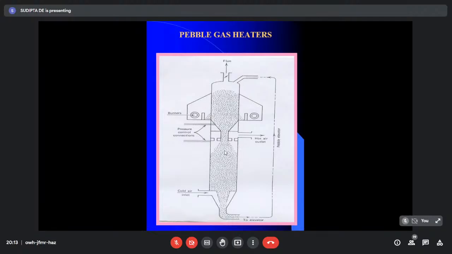Now, see, in this mechanism, what additional benefit do you get? If the pebbles are stacked up heavily, then what will be the situation? The air passage will be very much restricted.